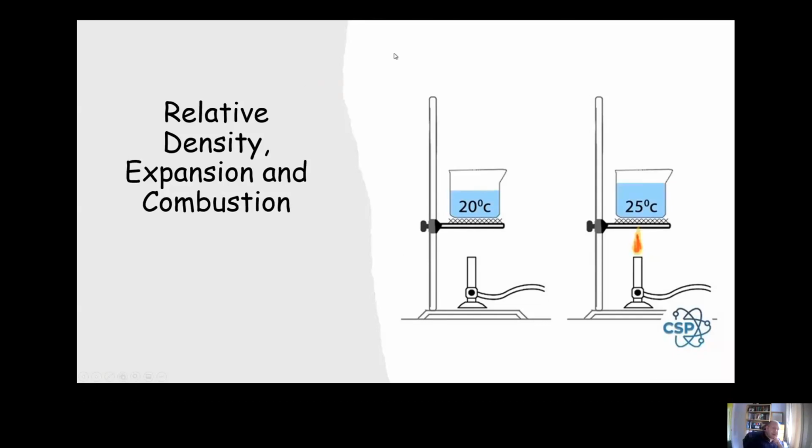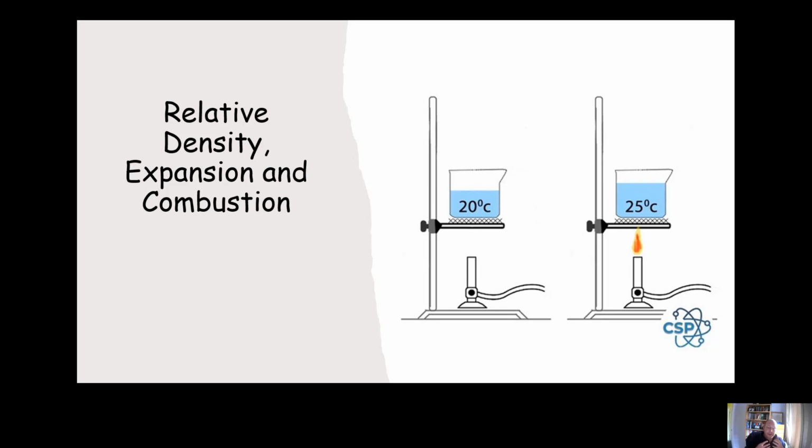Now we're going to look at relative density, expansion and combustion. You can actually see right on the front here how density, expansion and combustion can all have an effect on each other. You can see your flame, which is combustion, causing an increase in temperature of water, which causes it to expand. As it expands, it also reduces in density because the molecules move away from each other.